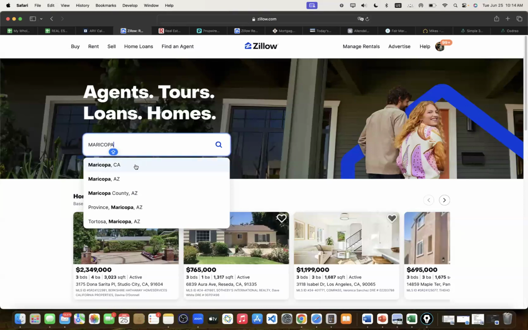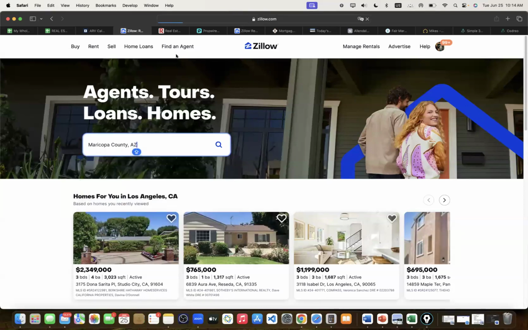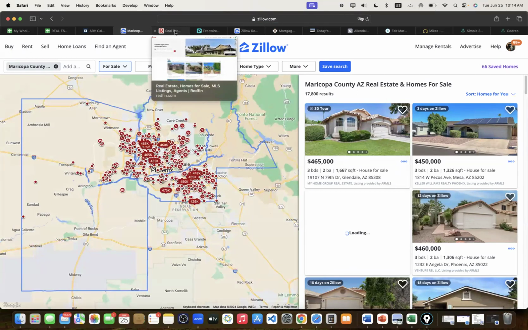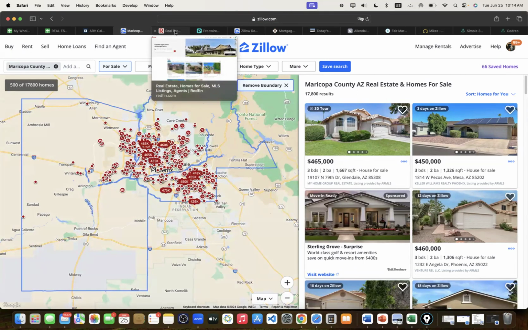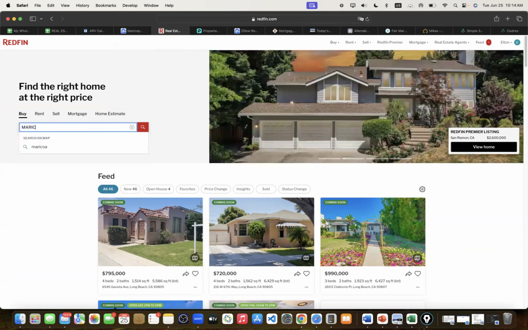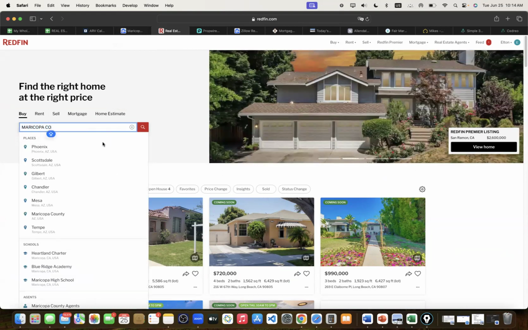There's major other wholesalers out there. I know about five of them. The biggest one, as we all know, if you don't know, is going to be Pace Morby and his team. But let's see what we're able to find. Let me do Maricopa County. All right, here we go.